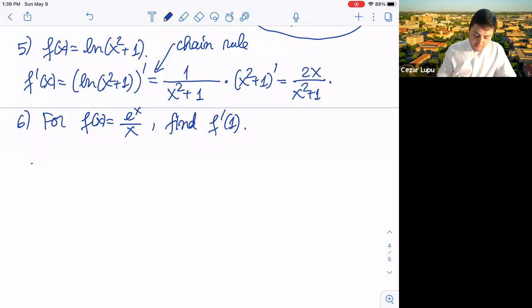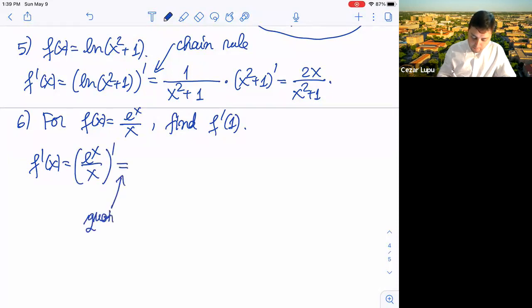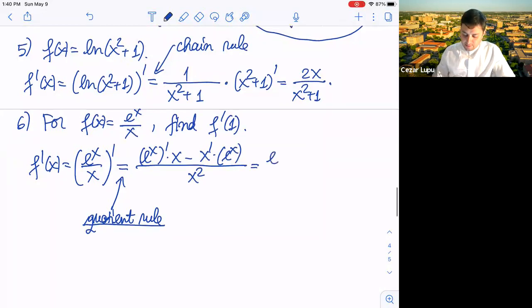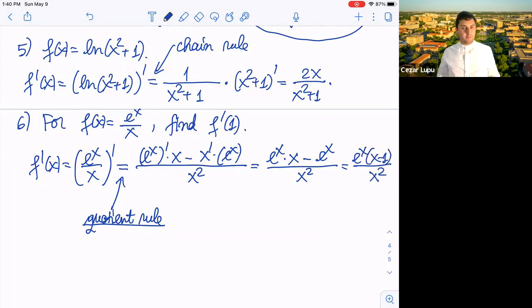So for f prime of x, which is e to the x over x, prime. In this case, we're going to use the quotient rule. So this would be e to the x prime times x minus x prime times e to the x, everything over x squared. So this would be e to the x times x minus e to the x over x squared. And you can factor here e to the x times x minus 1 over x squared. But now we're not done yet. Pay attention here. We need to find f prime of 1.